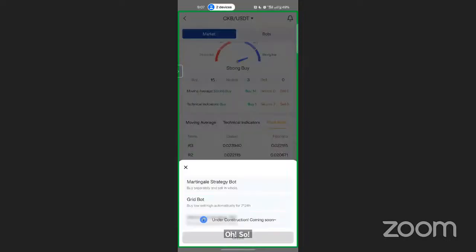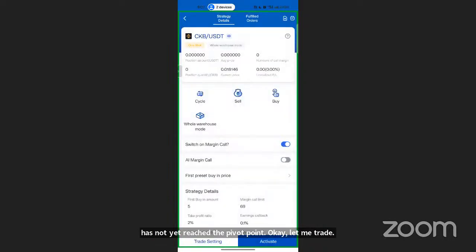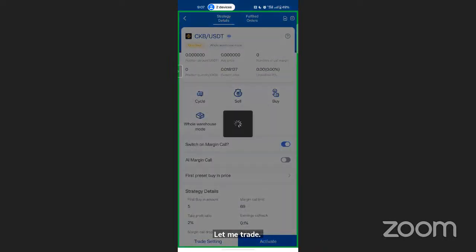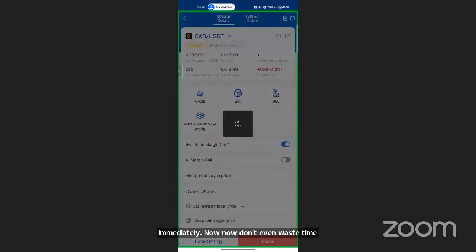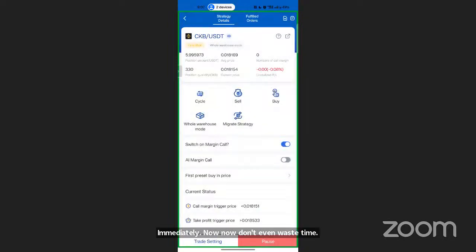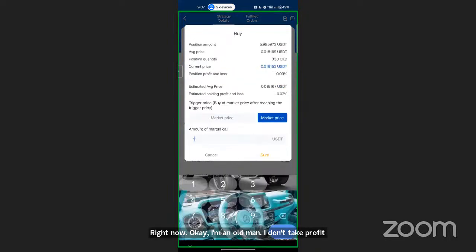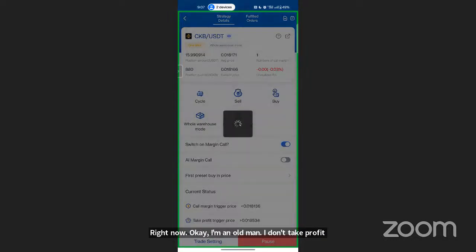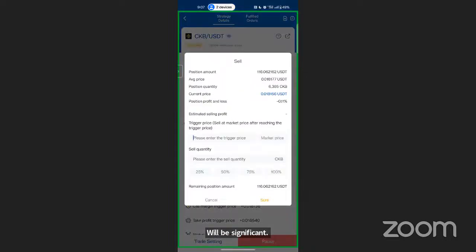Okay, let me trade. Start immediately, now. Don't even waste time. Buy now. I'm an old man, I don't take profit with little things. I add in another $100 so that the profit will be significant. Then I put in my pivot point as my selling price.